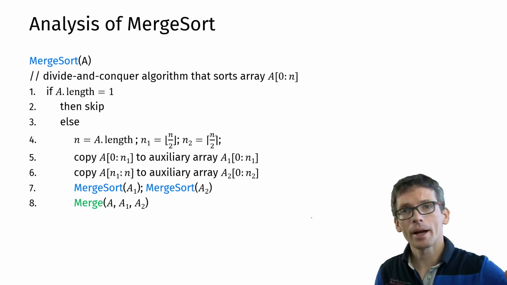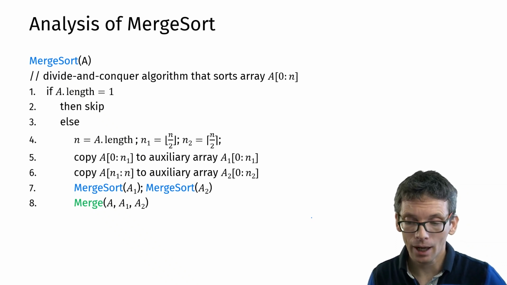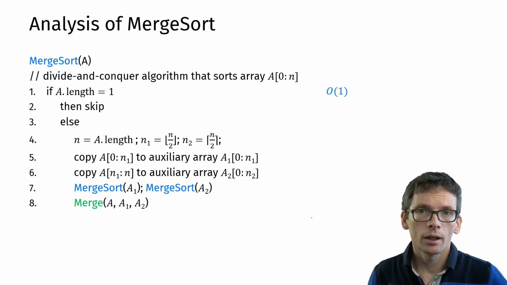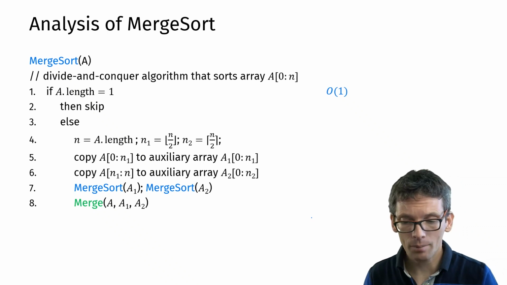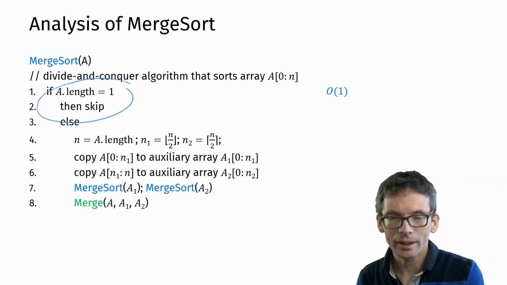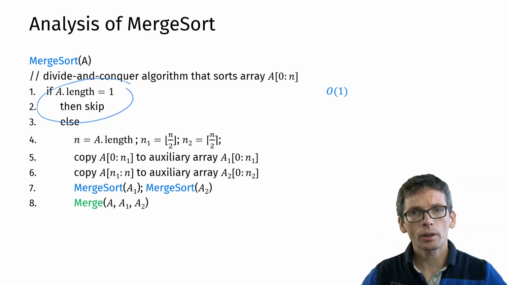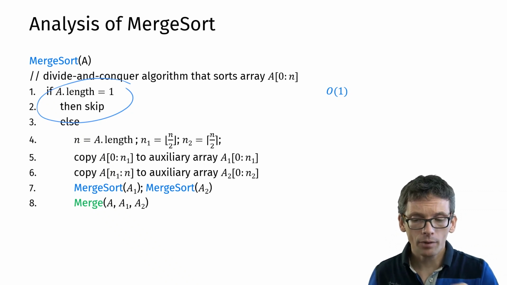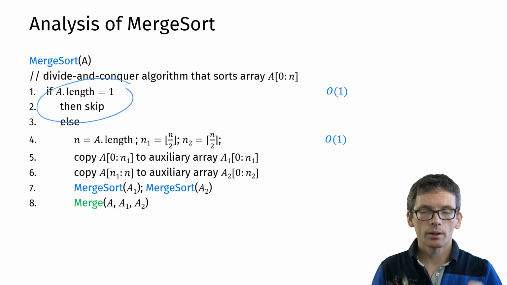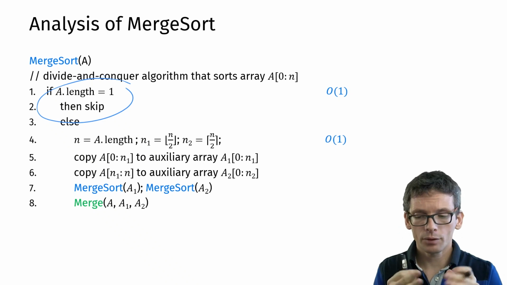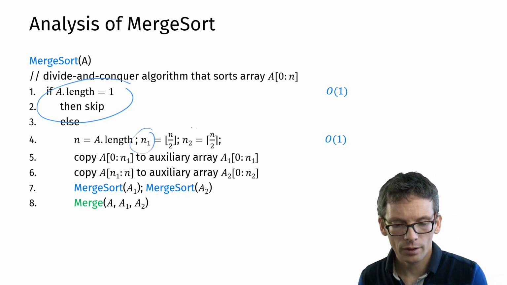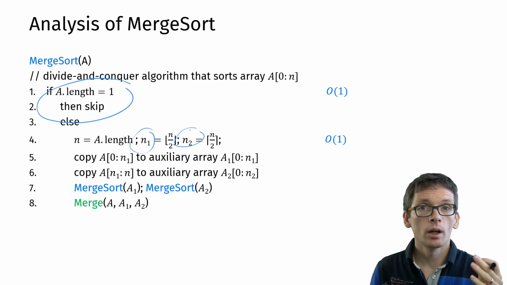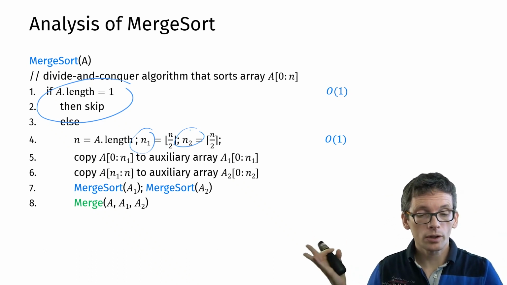What is the running time? Again, we go through it line by line. There's the base case, and the base case again takes constant time. That is, if only one element is left, there's nothing that needs sorting, we're done. Otherwise, we split the array into two halves. First of all, we define these variables n1 and n2. Defining variables just takes constant time.